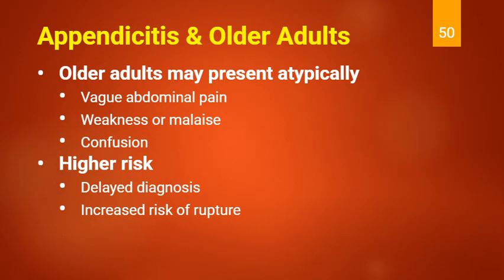Older adults may present differently with appendicitis compared with younger patients. Instead of classic symptoms such as abdominal rigidity and localized pain, older adults may have vague abdominal discomfort, weakness, malaise, or confusion. Because symptoms are less obvious, diagnosis may be delayed, which increases the risk of appendix rupture and serious complications. For this reason, nurses should maintain a high level of suspicion when older adults present with unexplained abdominal pain or sudden decline in condition.